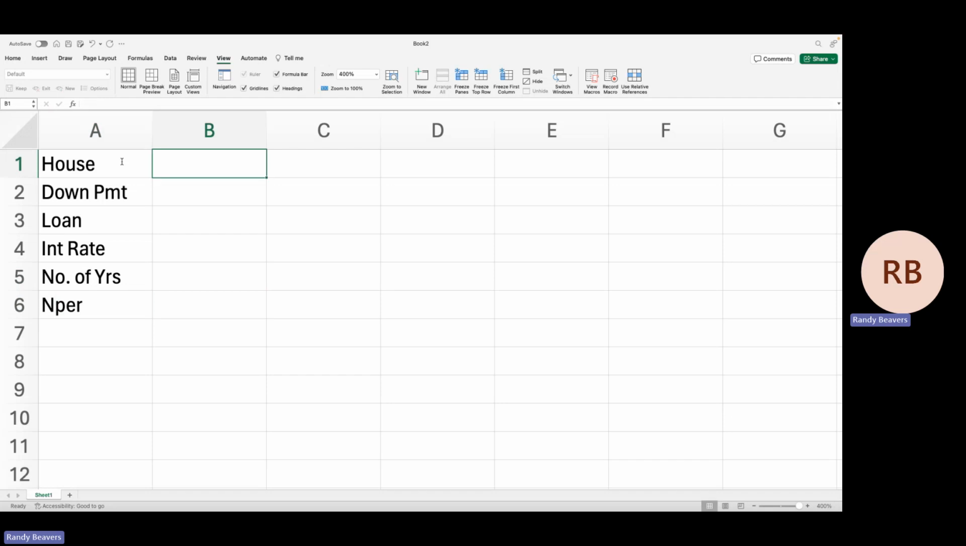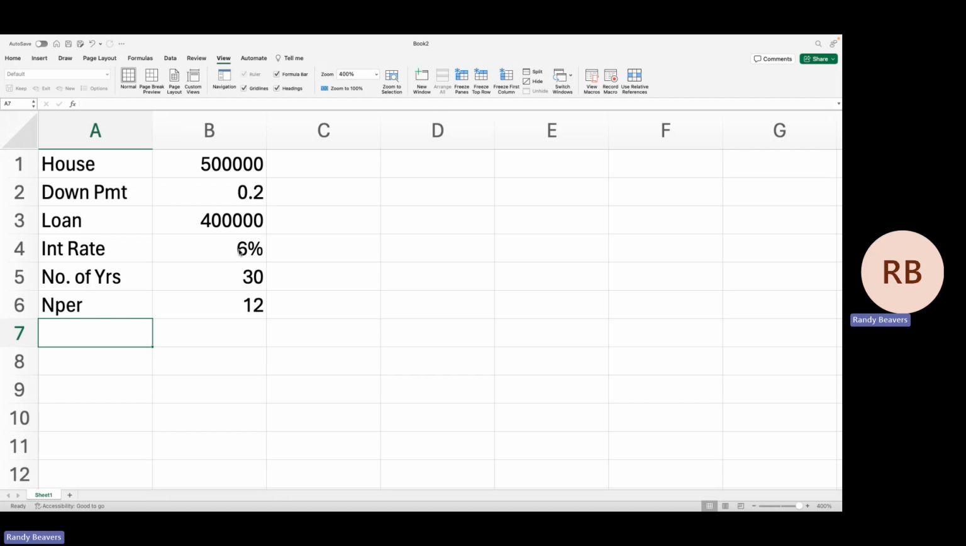So for this one, let's suppose we want to buy a $500,000 house. We're going to make a 20% down payment on this house. So therefore, the loan amount will be equal to 80% of that, which is typical. So the loan will be $400,000. Let's suppose interest rates are, let's go with 6%. We're going to start off with a 30-year loan, and this is a monthly loan.